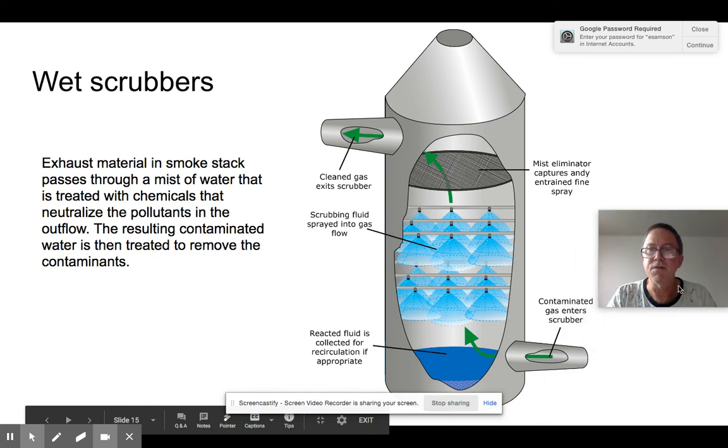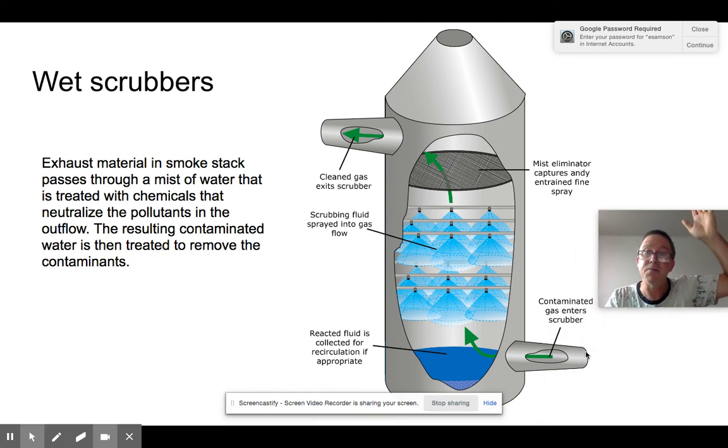Here, let me just move myself here. You can take that incoming smoke, and instead of just putting it up the chimney, you can put it in this expensive technology, and look what happens. The polluted air has nitrogen oxides, sulfur dioxides, mercury. It's just got all this terrible stuff. It comes in here and it has to pass through this mist.